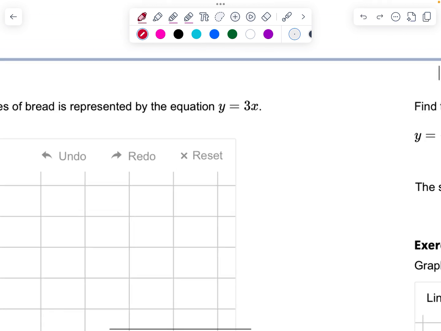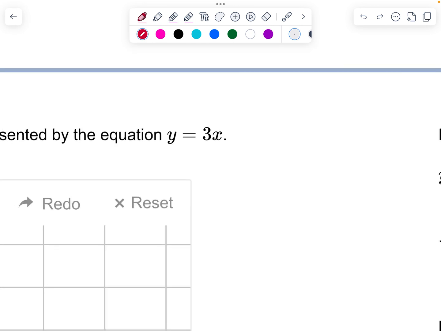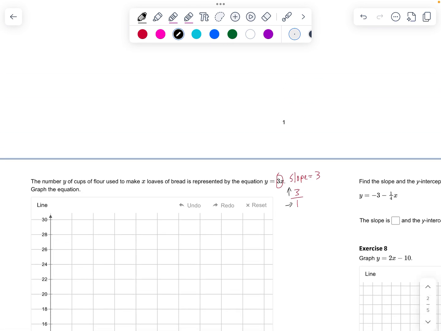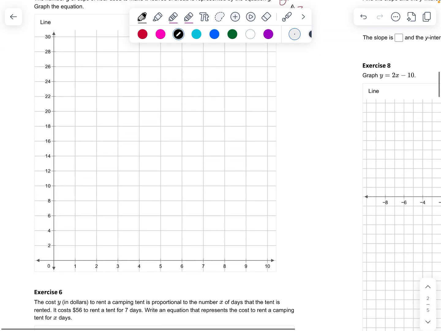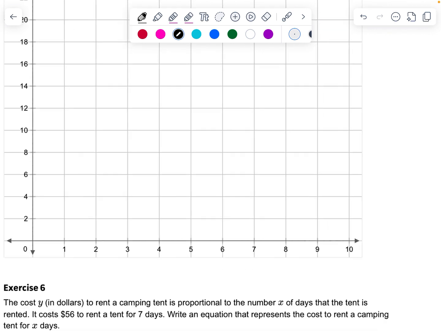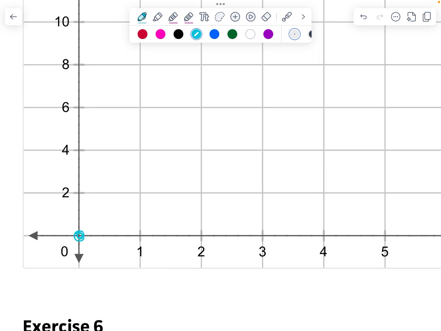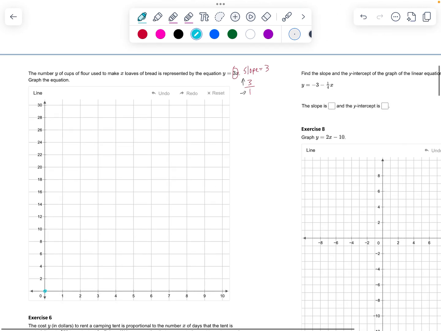Okay, well, let's go look right here. What's the slope? The slope is 3. That tells me go up 3, go to the right 1. Okay, so we're going to start with number of cups used for x loaves of bread. So if we're going to graph this, let's start at the beginning. If I've used 0 cups of flour, how many loaves of bread am I going to make?